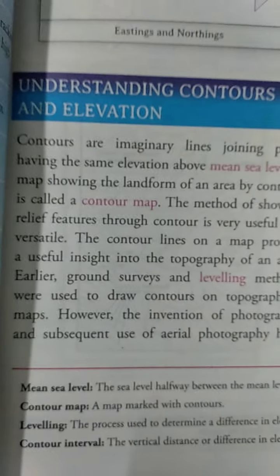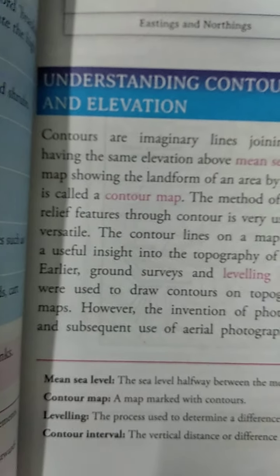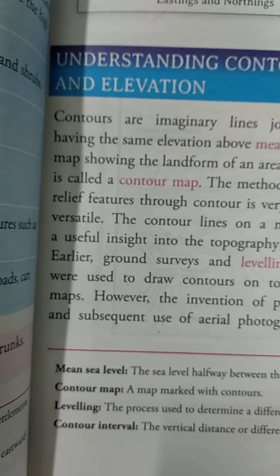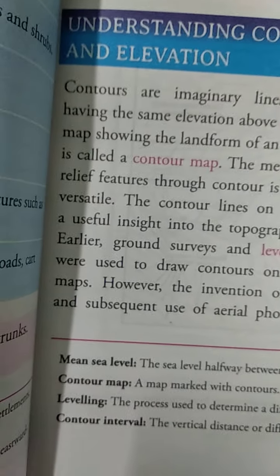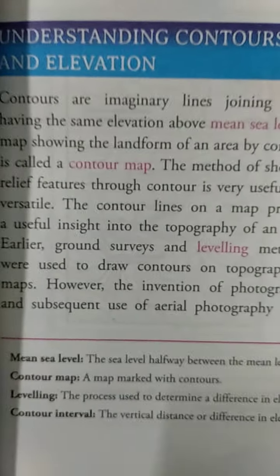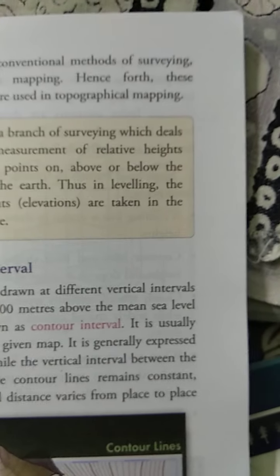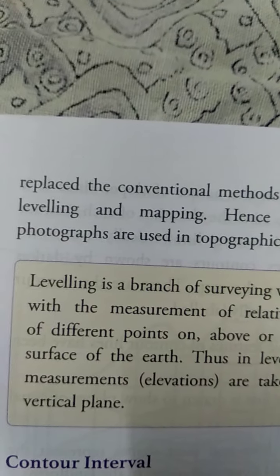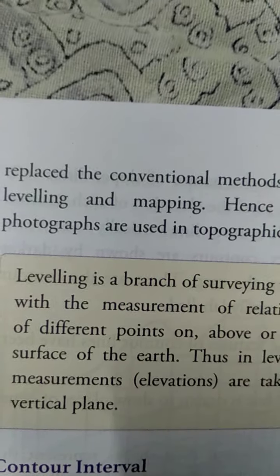Ground surveys and leveling methods are used to draw contours on topographical maps. The invention of photography and subsequent use of aerial photography have replaced the conventional methods of surveying, leveling and mapping. So, these photographs are used in topographical mapping.